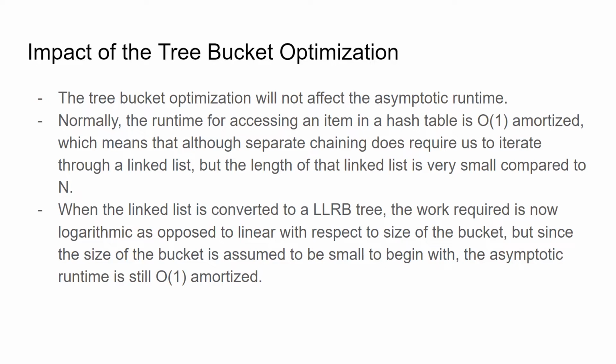So when the linked list is converted to a red-black tree, it is true that the work required now is logarithmic instead of linear with respect to the size of the bucket. But since we're already assuming that due to resizing, the size of the bucket is going to be very small compared to the total size of the hash table, the asymptotic runtime is still going to be O of 1.